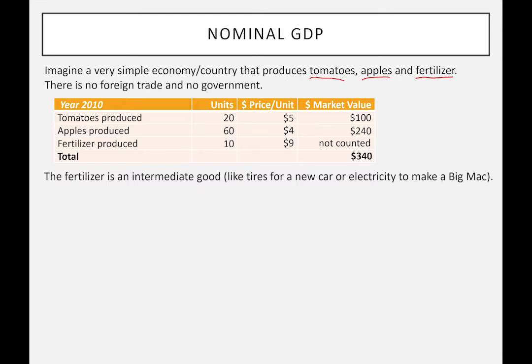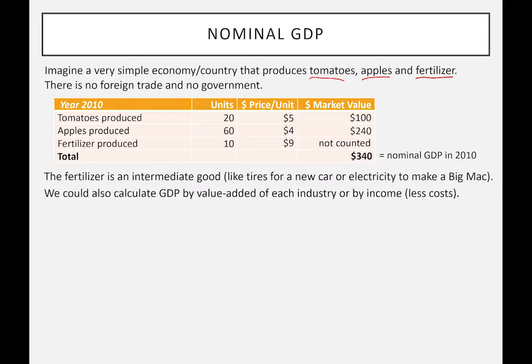So we can now add the market value of the final goods, 100 and 240, that gives us $340, and that's the nominal GDP in 2010.